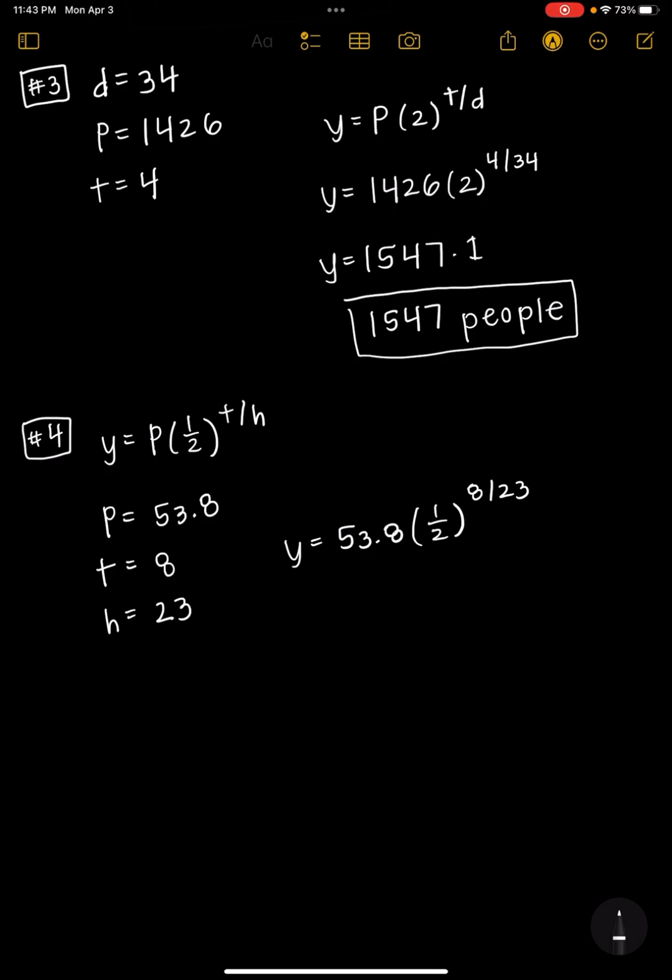When we plug that into the calculator, I'm going to end up with y is equal to 42.27, and that's in degrees Celsius. So after 8 minutes, it cooled down to 42 degrees Celsius. There we have it. This is how we use exponential growth and decay models.